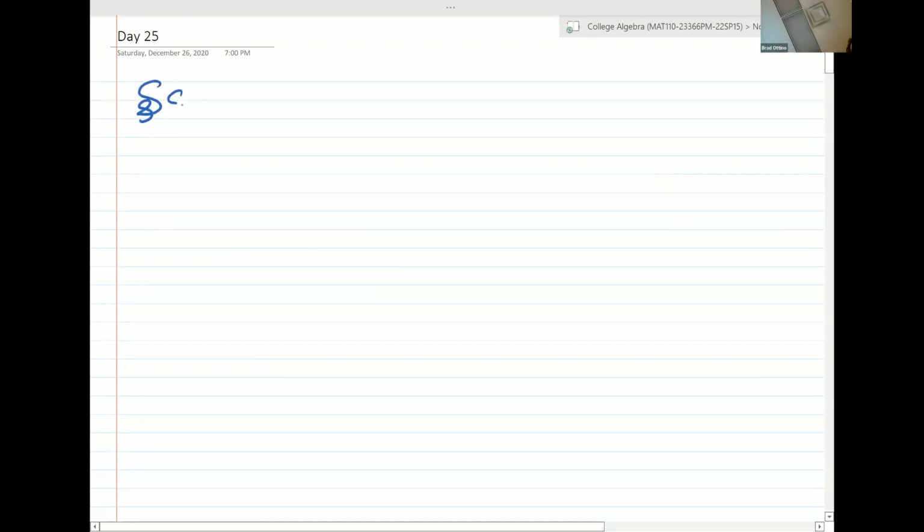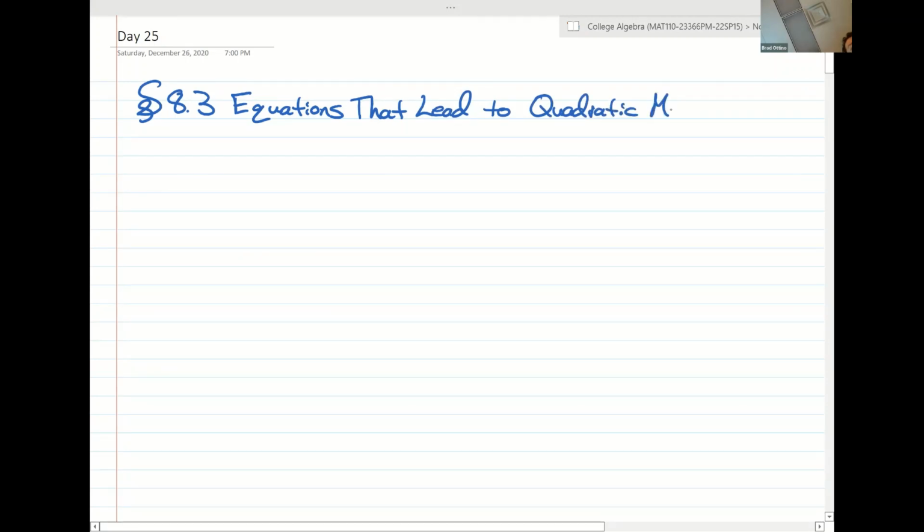Section 8.3, it's called equations that lead to quadratic methods.